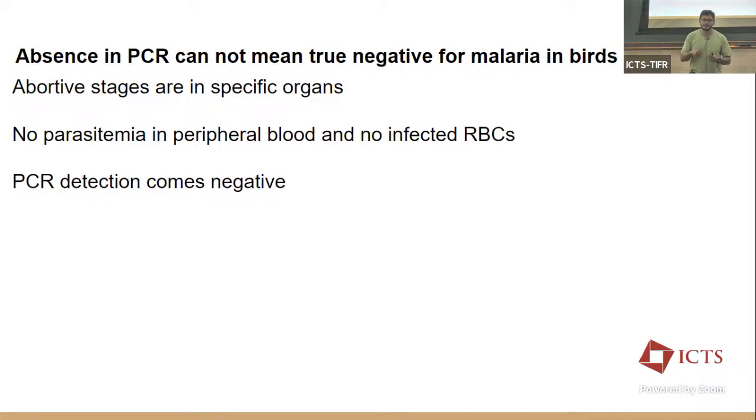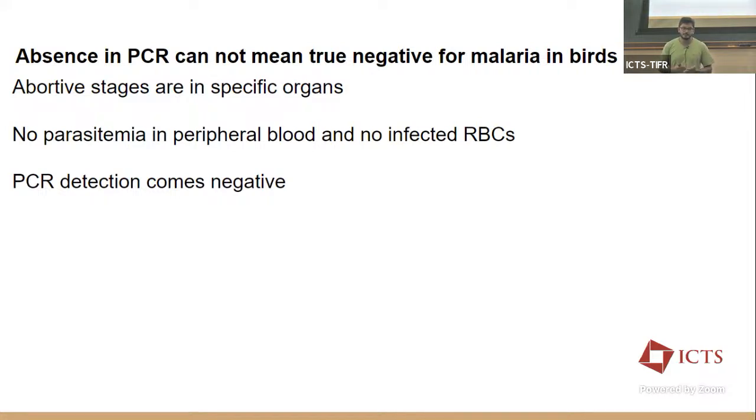If that is not happening and I sample the blood, the parasitemia, that is the number of parasites in the bloodstream, will be so low that my PCR will be negative. So a PCR negative does not mean that the bird is sure-shot negative for the parasite. It can still be positive, but the parasite was not in its bloodstream. That is very important when you're looking at the data on the presence and absence of parasites. The absence may not be true absence every time.